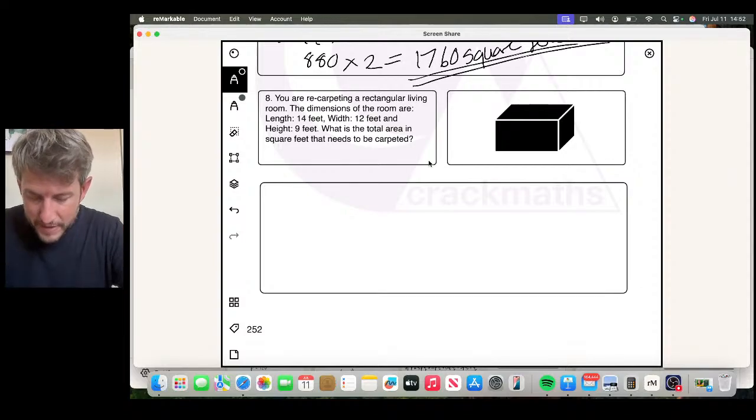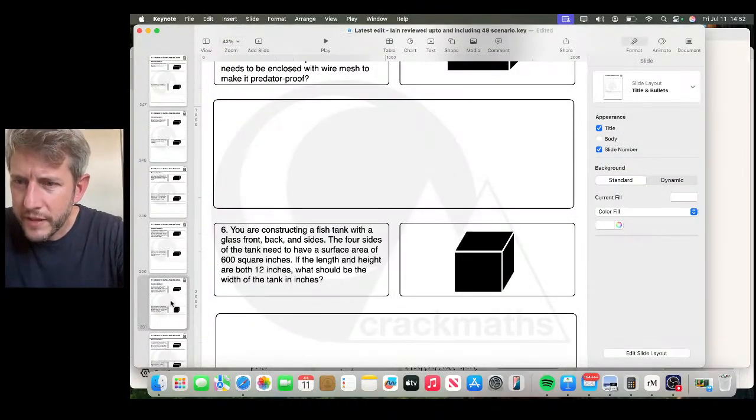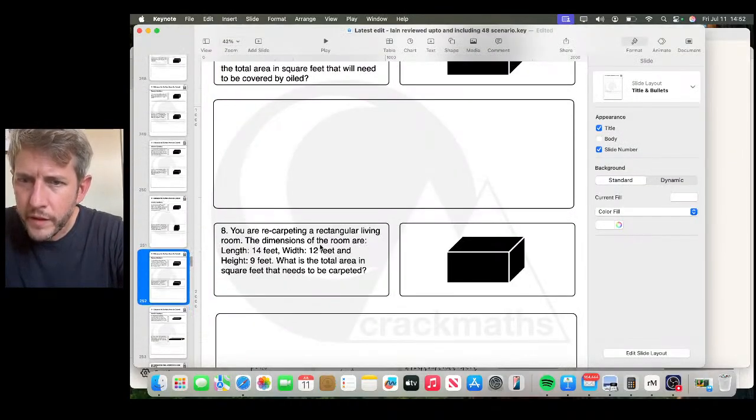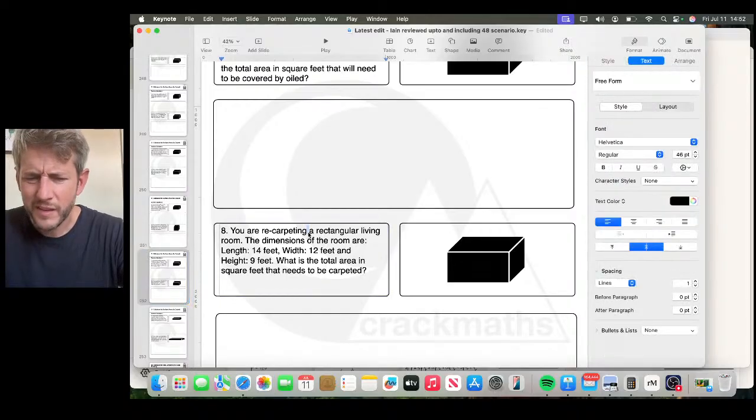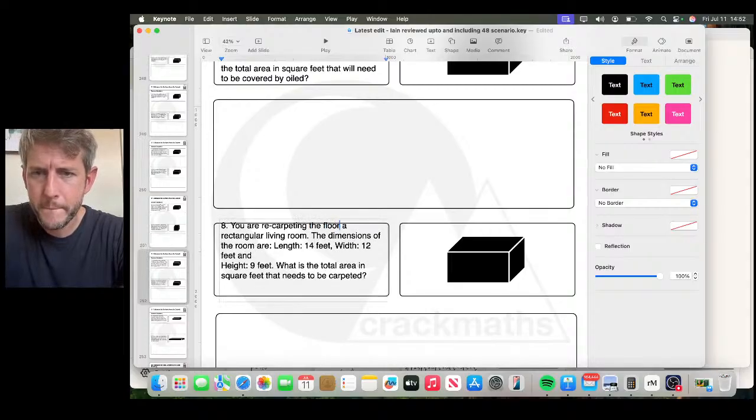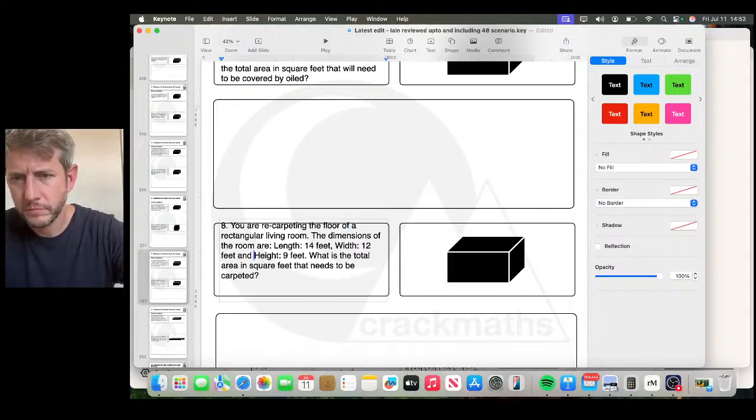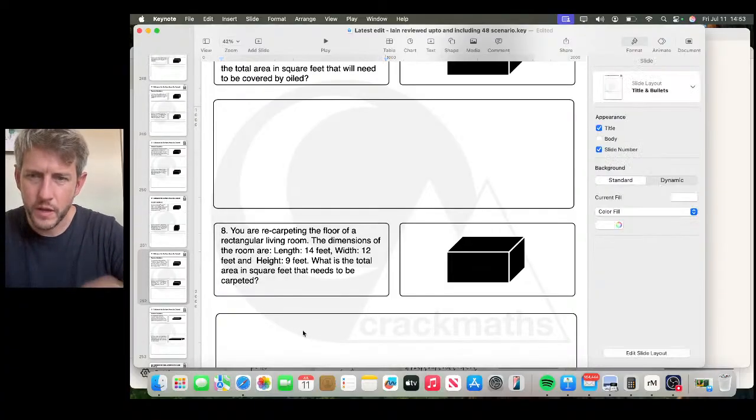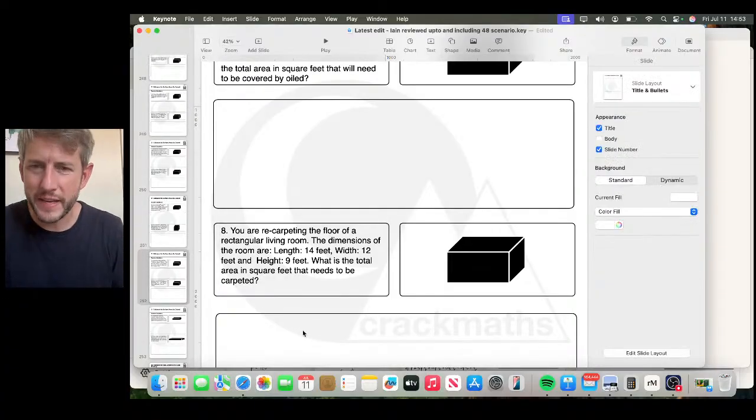Maybe I need to specify that. You are recarpeting the floor. I think I should put that in. You do sometimes get some people carpet the walls, but I think it's just best to be clear. So you are recarpeting the floor of a rectangular living room.